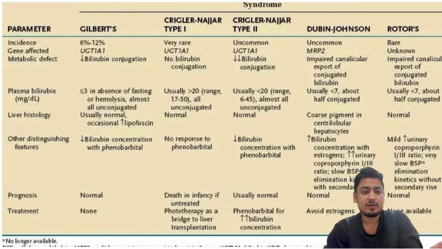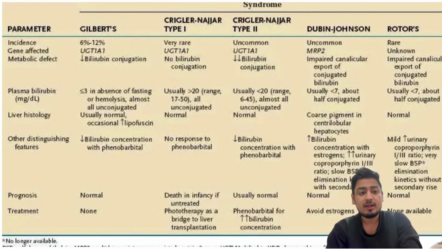Now, coming on to the incidence. So, the most common amongst these is Gilbert syndrome. Gilbert syndrome is very common, although it's not at all fatal. While Crigler-Najjar 1 is very rare, but it is completely fatal. Crigler-Najjar 2 is also uncommon, Dubin-Johnson is also uncommon, and Rotor is again very rare.